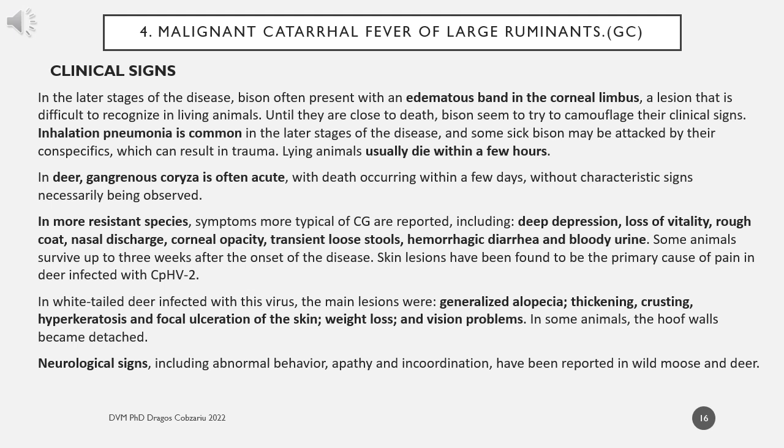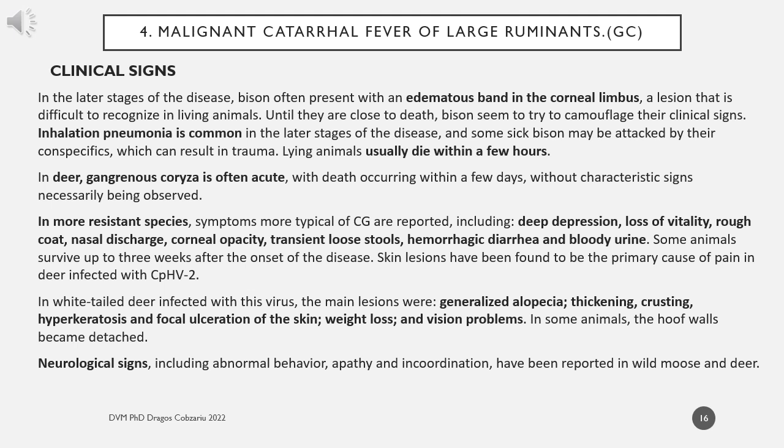Inhalation pneumonia is common in the later stages of the disease, and some sick bison may be attacked by their conspecifics, which can result in trauma. Lying animals usually die within a few hours. In deer, gangrenous coryza is often acute, with death occurring within a few days, without characteristic signs necessarily being observed.